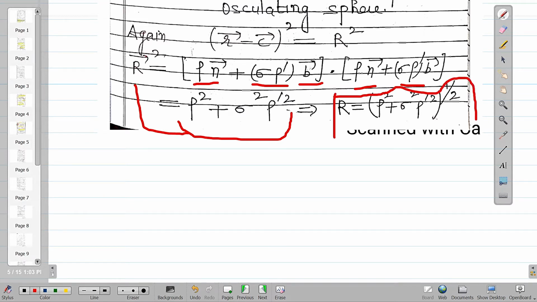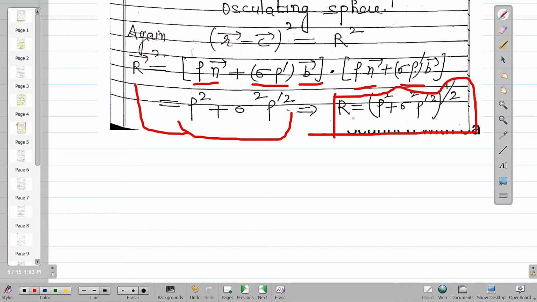So what is R? R is the radius. From this equation we get the value of R. So from this article we get two equations. One is the value of R, and the second is the equation of the position vector of the center of the osculating sphere. And this is the radius of the osculating sphere.